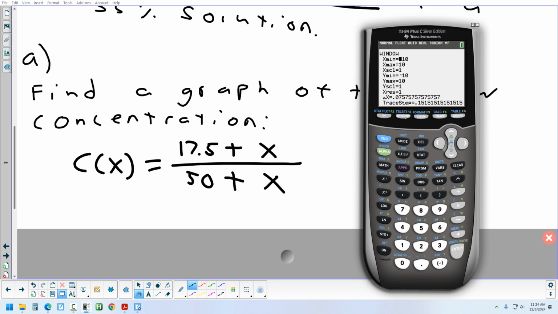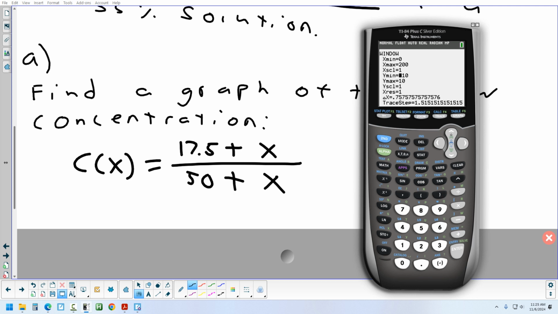What's the smallest amount of acid that we could add to our mixture? 0. We could choose to keep it the way it is, and we don't add anything. As far as a maximum, there is no maximum. Assuming we have access to however much acid we want, we can pour in as much as we want. So let's just say we pour in up to 200 ounces. Now, Y is the concentration.